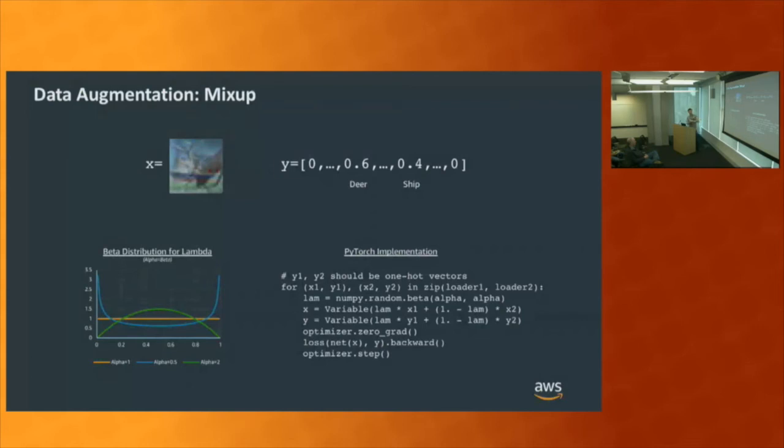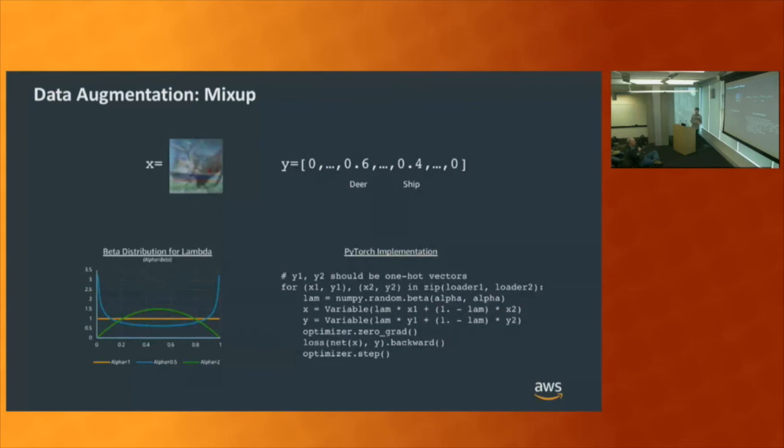We used alpha of 2, and that would be like the image we see, a pretty equal combination of the two inputs. Or we could use alpha that's less than 1, and then we're much more likely to sample a lambda closer to 0 or closer to 1. So then the input would be much more like one image or the other.